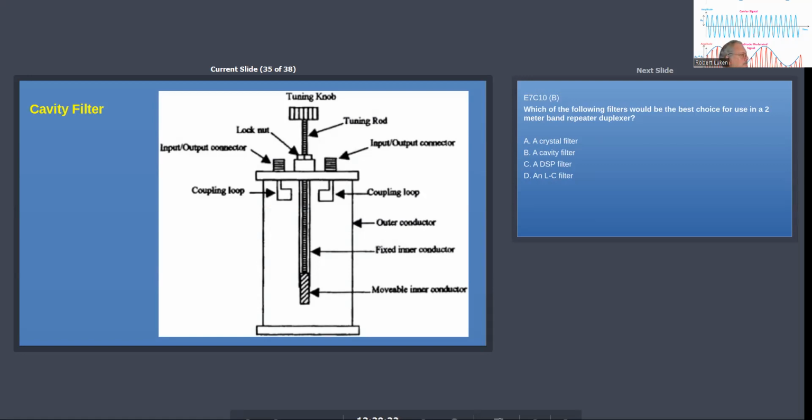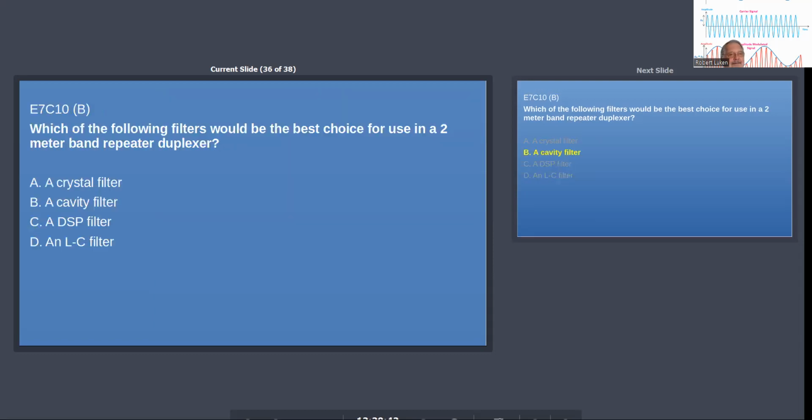And every cell phone company in the world should be writing a check to the ARRL every month for coming up with this stuff 50, 60 years ago. Which of the following filters would be the best choice for use in a 2-meter repeater duplexer? Cavity.